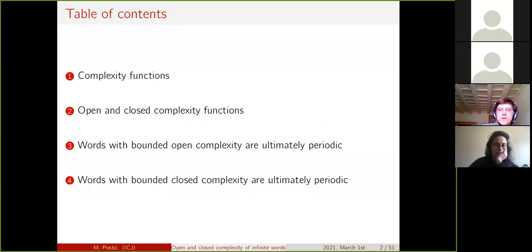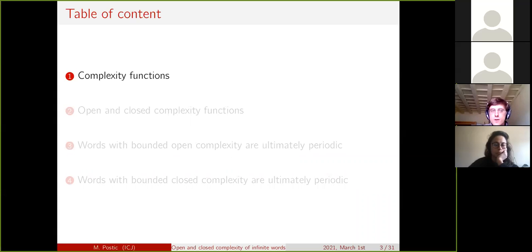So the talk will be divided in 4 parts. First, I will recall what the classical complexity function of a word is, and then I will say a few words about other complexity functions. Then I will define what open and closed words are, and I will define the complexity function associated to those notions. And finally, I will give an insight of the proof of the theorem we were able to prove with Olga.